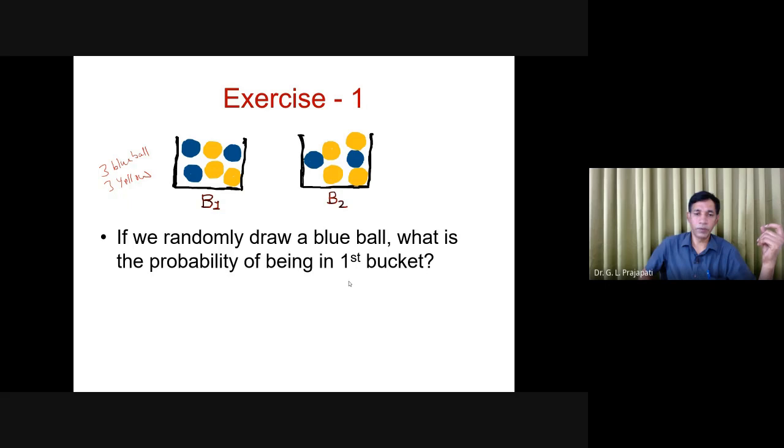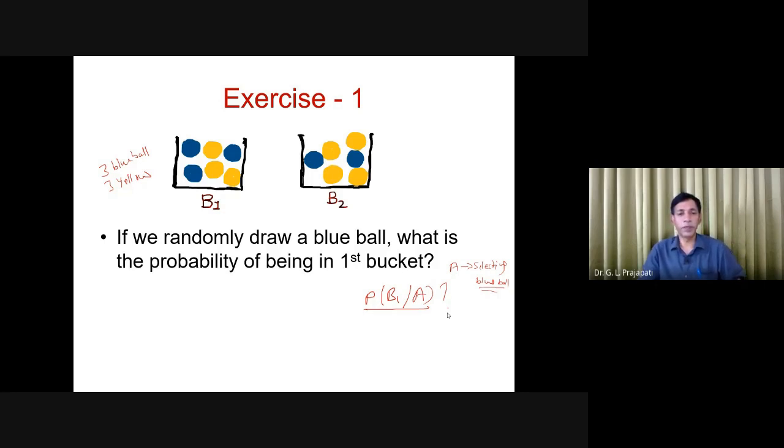What do you need to determine? You need to determine the probability of B1 given the blue ball, and the blue ball you can represent with the event A. So A denotes selecting the blue ball. This is what we are interested in knowing: if we randomly draw a blue ball, what is the probability that it is coming from the first bucket?